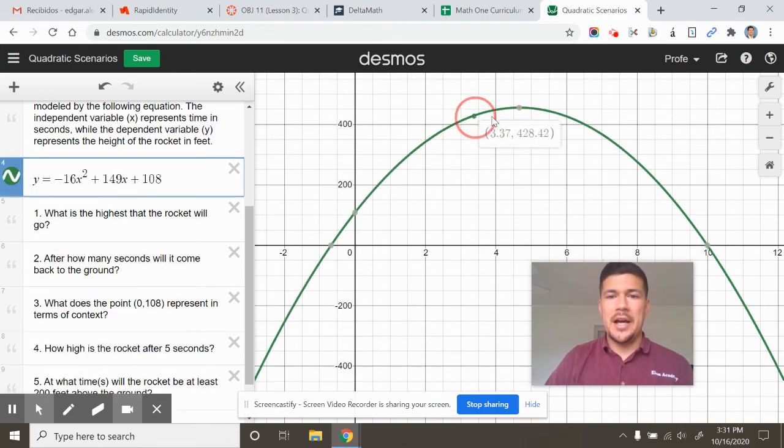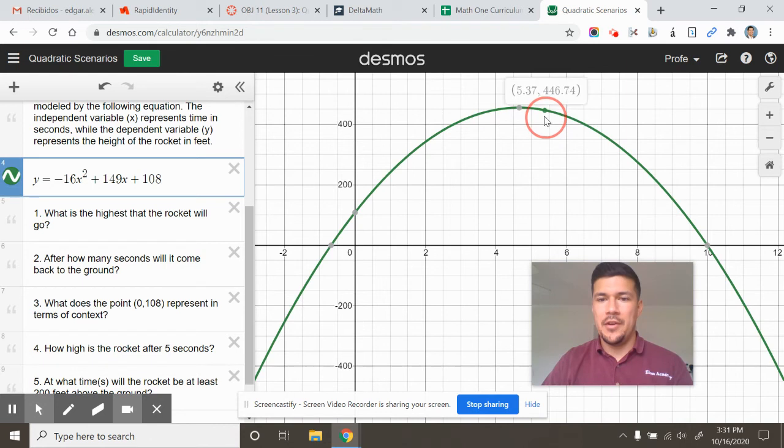Number four, how high is this rocket after 5 seconds? So I can do this a number of ways. I can trace this all the way to 5, and if I can get it exactly at 5, then I'll have the exact answer. There we go. 453 feet in the air after 5 seconds.